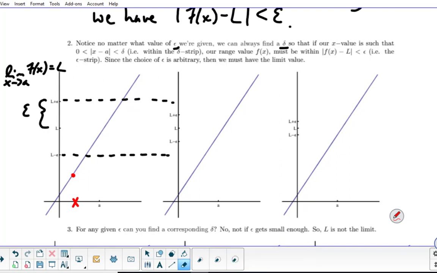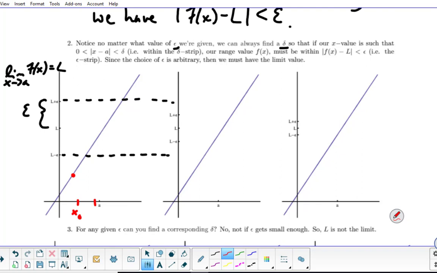Let's call this x value x0. Does that bother you, that x0 isn't within the epsilon strip? I don't think so. It's not that close to a, right? We didn't get that close to a. But what if we pick this x value right here? If we evaluate this in the function, are we within our error tolerance? Yes.